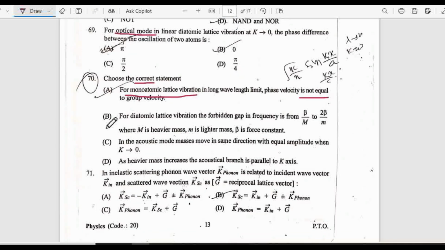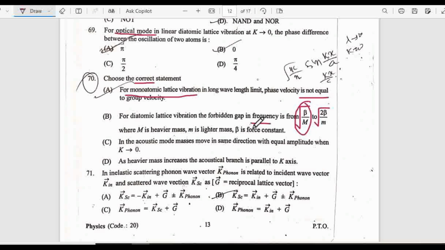So come to option B. In option B, it is given that for a diatomic lattice vibration, the forbidden gap in frequency is from beta by m to 2 beta by m, where capital M is the heavier mass, small m is the lighter mass, and beta is the force constant or spring constant. You see the frequency is given as beta by m, and this is impossible because there is no root term here. There should be a root term, because frequency is in this form.